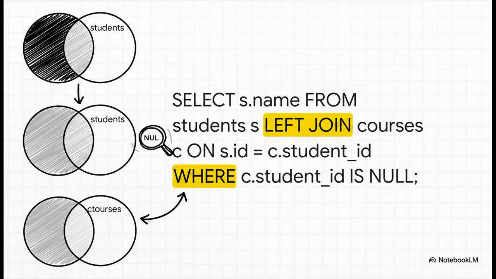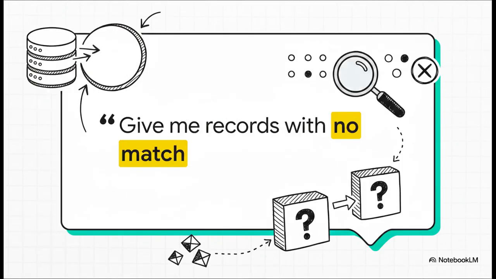And here's how you build it. You start by doing a regular left join from the table you want to check, like students, to the other table, courses. Then, and this right here is the secret sauce, you add a where clause that filters for rows where the key from that second table is null. That IS NULL is what isolates only those students who didn't have a single match in the courses table. The easiest way to remember the anti-join pattern is to just think of it as asking the database a very simple question. Hey, give me all the records that have no match.